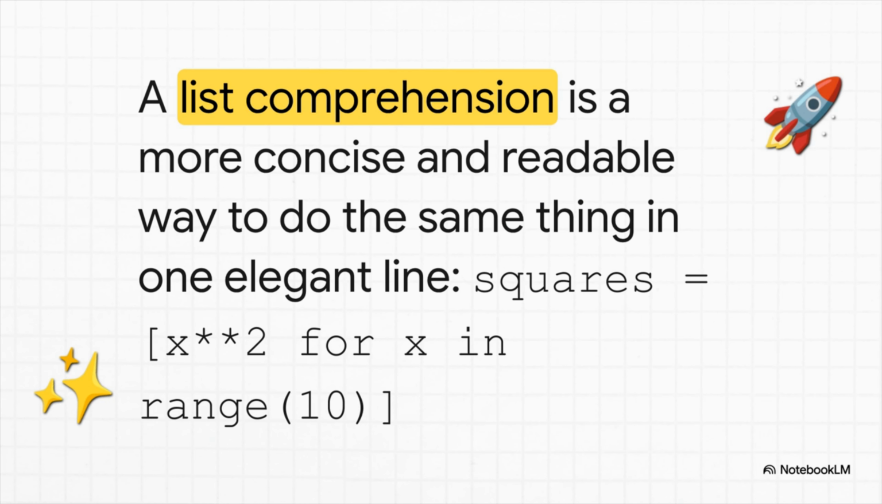But check this out. There is a much more elegant, more Pythonic way to do it. It's called a list comprehension. Look how clean this is. We can do that exact same thing in a single, super readable line. We're basically just saying, give me x squared for every x from 0 to 9. And poof, Python just builds the whole list for us.